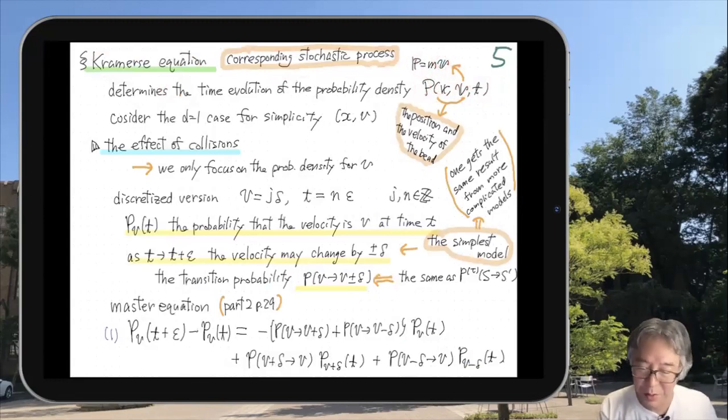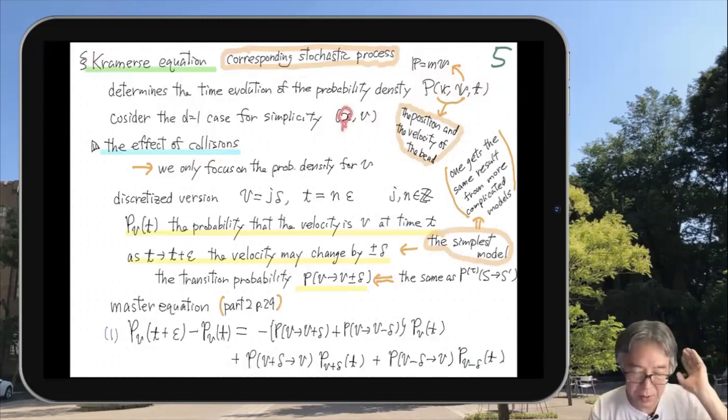Okay. Now, so our phase space point is described as X and V. And for notational simplicity, let's consider the one-dimensional case. Okay, so this will be X, V. And we first focus on the effect of collisions of water molecules. And then, of course, X doesn't change for a short time. So we only focus on the probability density for V.